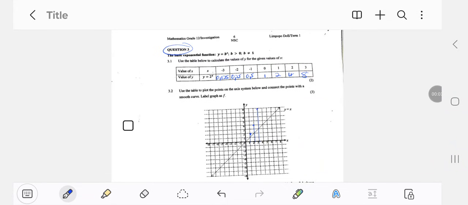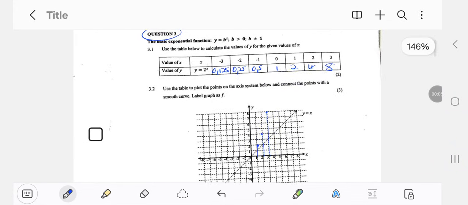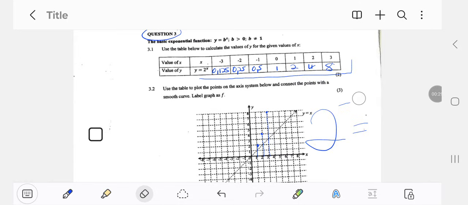Question 3, we complete the table. Later the value, the table, so when x equals minus 3 it is 0,125. So minus 2 is 0,25. So minus 1 is 0,5. So 0, of course, is 1.